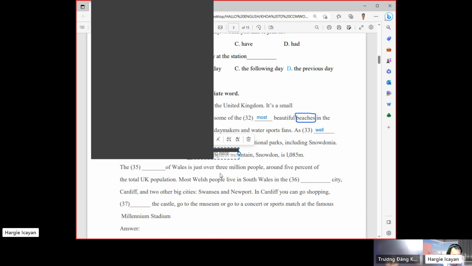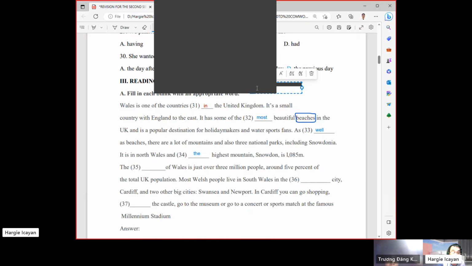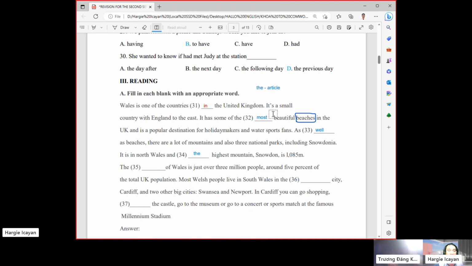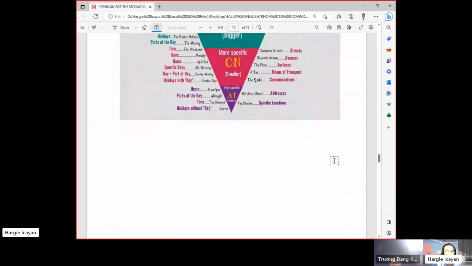Okay, so why is it the? Where do we use the? What do we call the? The is an article. Remember this one, Khoa. So the is an article. Aside from the, actually, there are other articles that we have, not just the. So these are called articles. Now, let's try to understand them better.